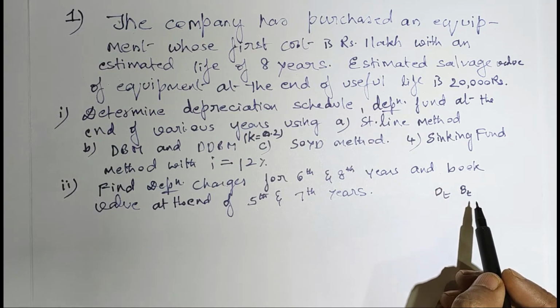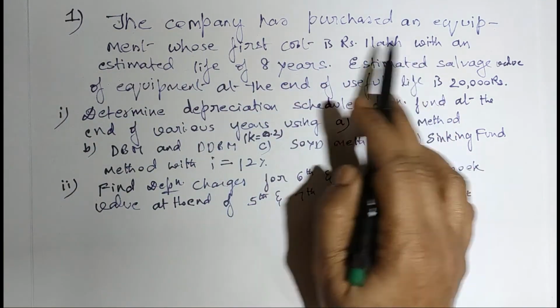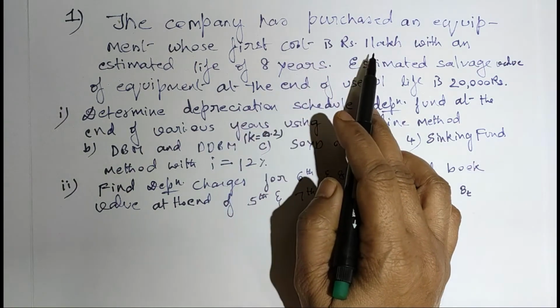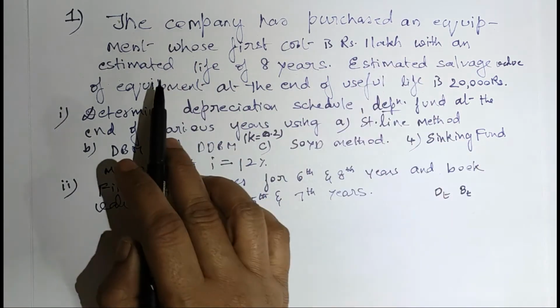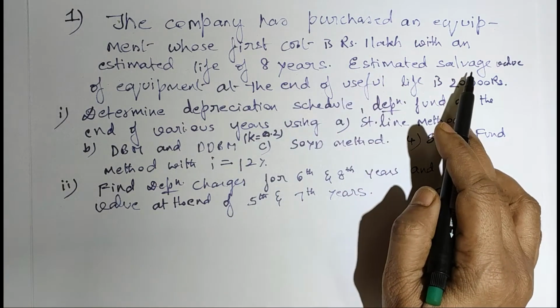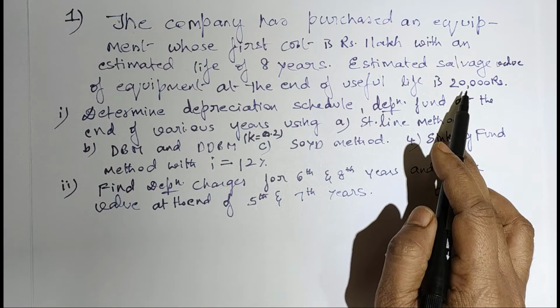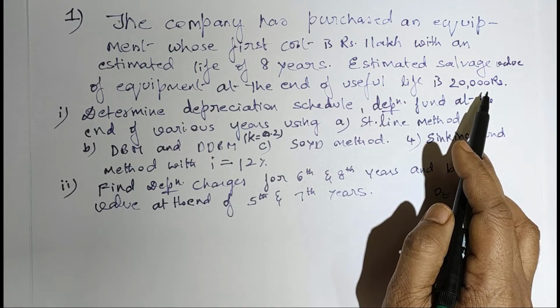So let us see the problem now. The company has purchased an equipment whose first cost is rupees 1 lakh with an estimated life of 8 years. Estimated salvage value of equipment at the end of useful life is 20,000 rupees.